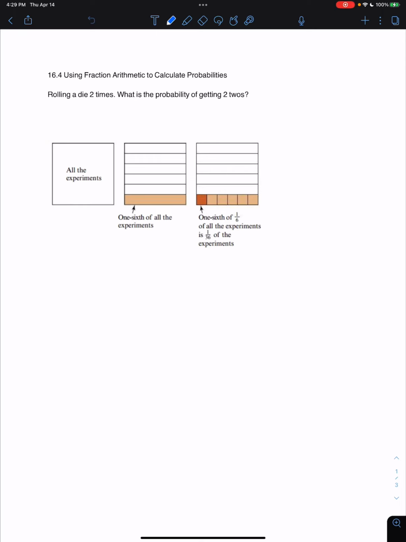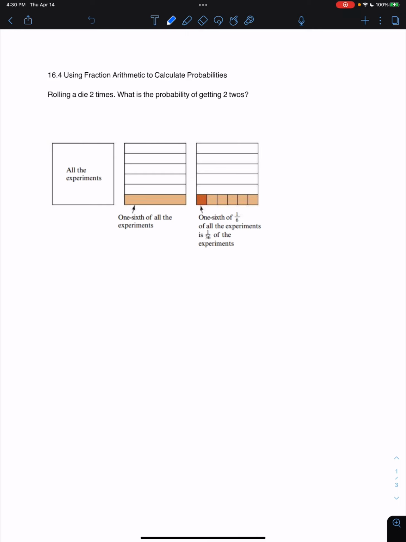In this section, we're going to talk a little bit more about why we can use fraction arithmetic to calculate probabilities. We've just kind of done it on faith before, but I'm hoping that this section will show you a little bit more of how these calculations actually work.